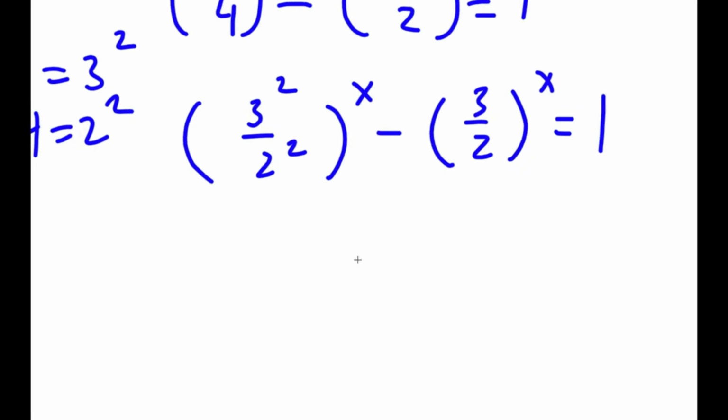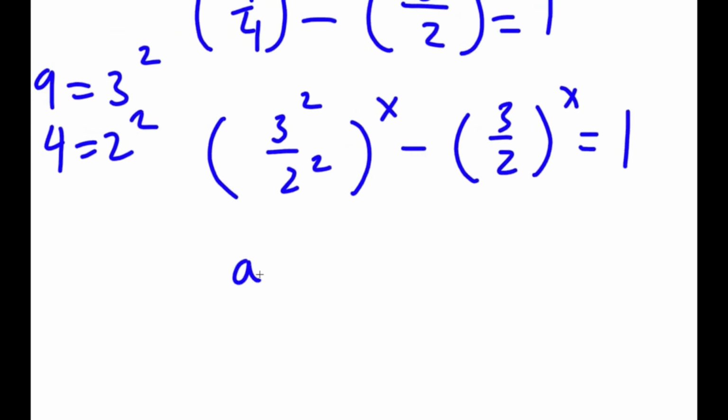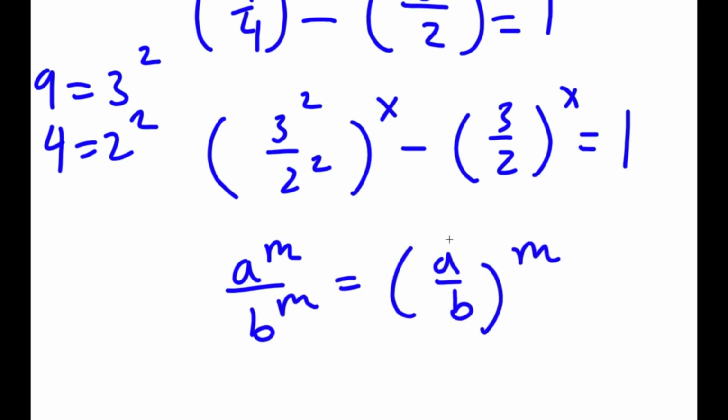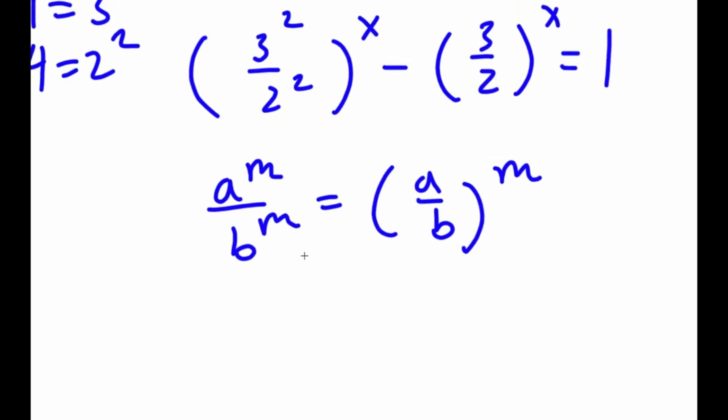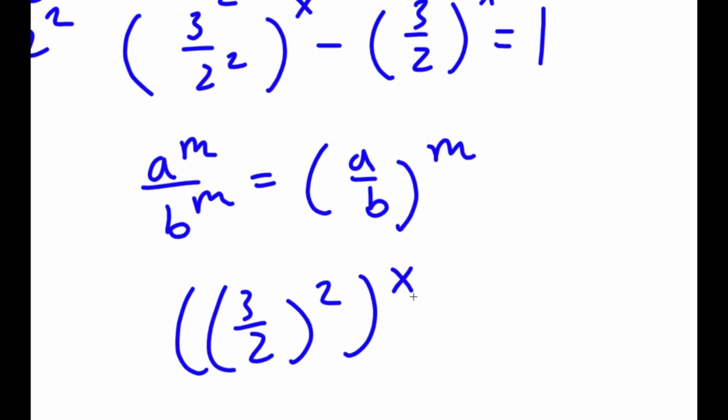Now remember, if I have something in the form a to the power of m over b to the power of m, this is equal to a over b to the power of m. So 3 squared over 2 squared is going to equal 3 over 2 squared, and we have this to the power of x.